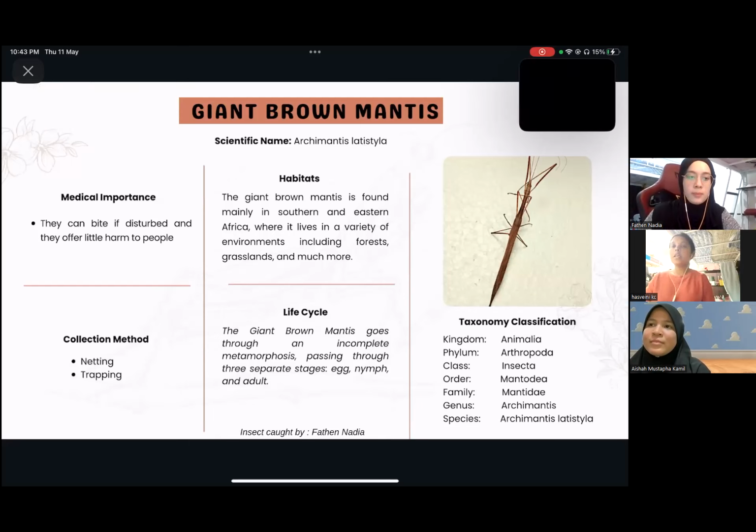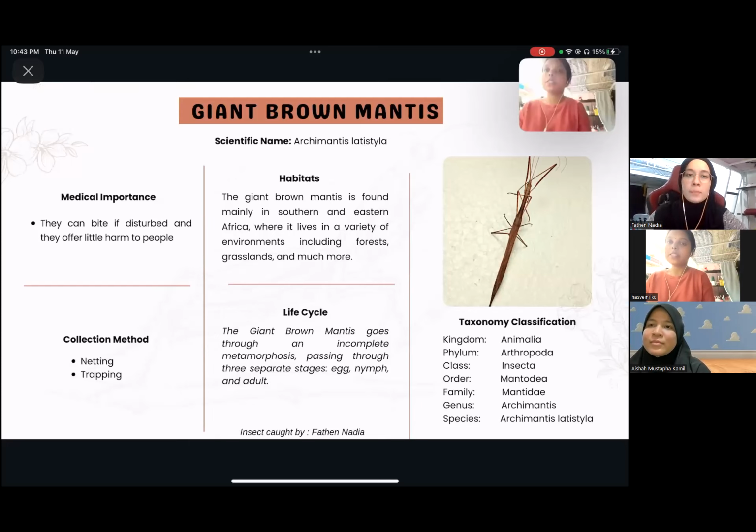So the next species is the giant brown mantis. The medical importance of this giant brown mantis is that they can bite if disturbed, but they offer little harm to people. The collection method here is netting and trapping. And then for the habitat, the giant brown mantis is found mainly in southern and eastern Africa, where it lives in a variety of environments, including forest, grassland, and much more.